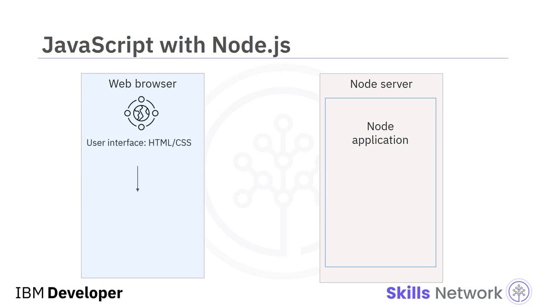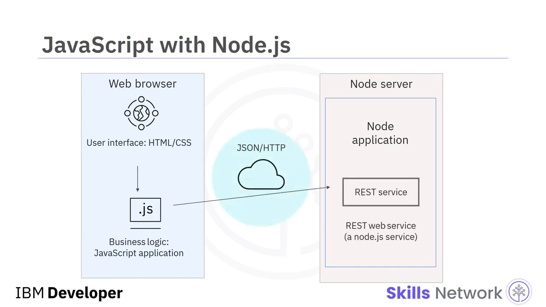In Step 1, the user selects an option in the user interface written in HTML and CSS. In Step 2, this action by the user triggers JavaScript code that implements the business logic on the client side, for example, input validation.